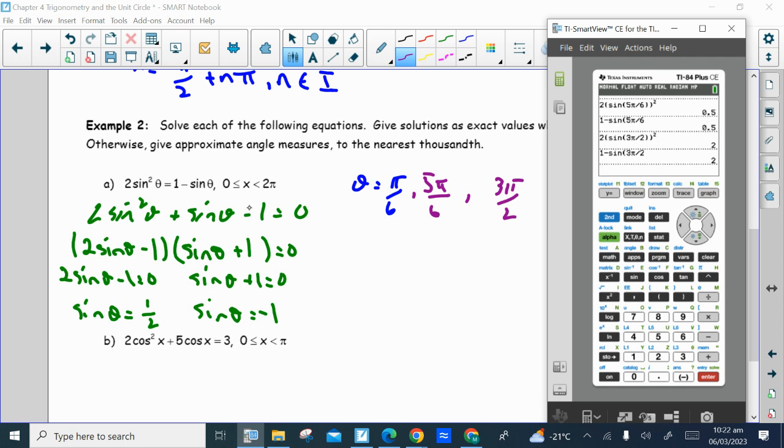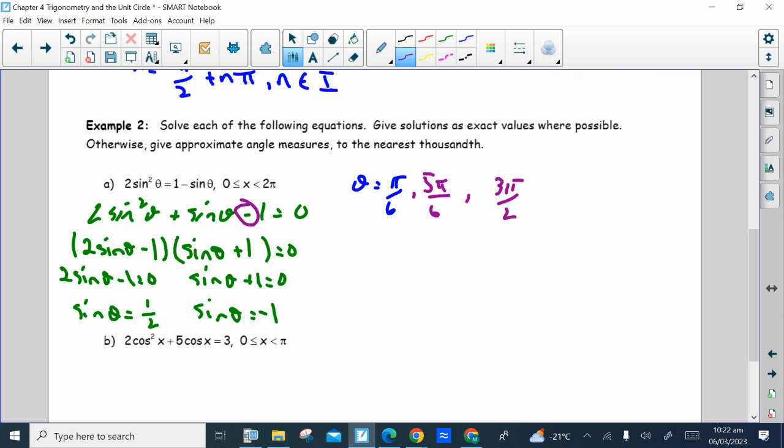I subtracted 1 from both sides. There's your -1 right there. No, it's sine theta plus 1. When you multiply these out, the outer products will be positive 2 sine theta, the inner products -1 sine theta. That'll give you your plus sine theta, middle term.